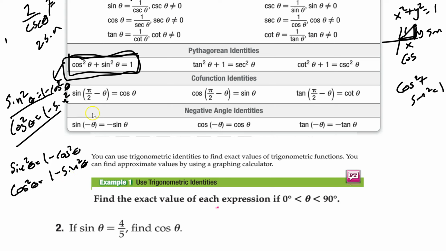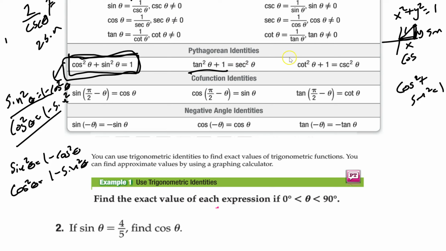Now those are the big ones. These are also important, but not as important. We don't use these as much, but they are helpful. That one is tan squared plus 1 equals secant squared. Cotan squared plus 1 equals cosecant squared. Now this one looks like a lot, but if you look at it, it's not that bad. It's just tan squared plus 1 equals secant squared.